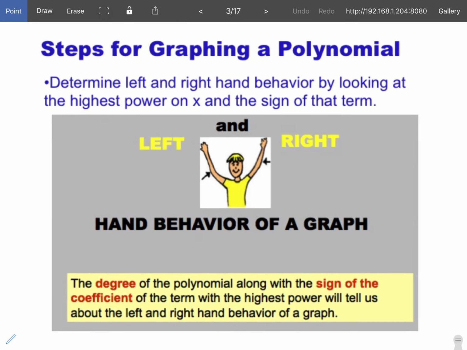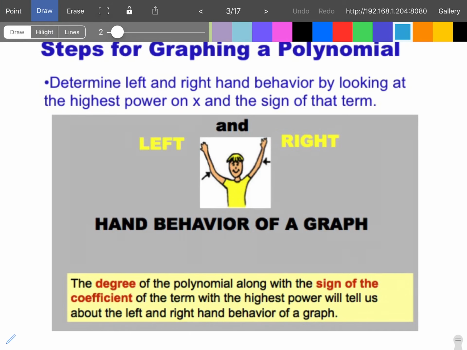Steps for graphing a polynomial. We have to determine what's called the left and right hand behavior, sometimes referred to as the left and right end behavior, by looking at the highest power on x and then the sign of that term. So if we're talking about the left end and the right end of the graph, the degree of the polynomial, along with the sign of the coefficient of the term with the highest power, will tell us about the left and right hand behavior of a graph.